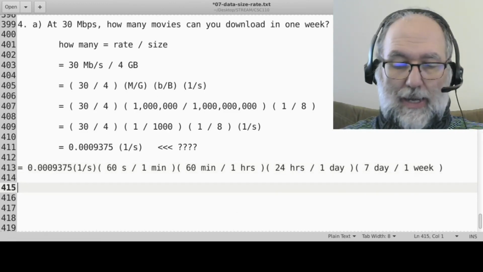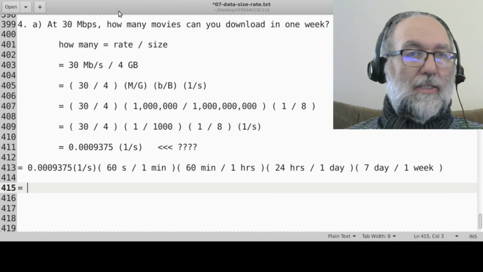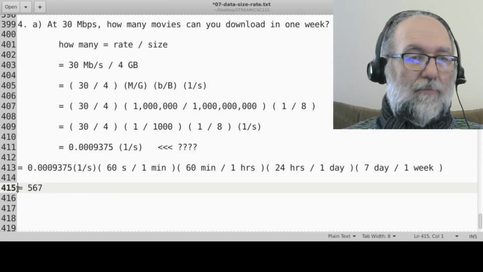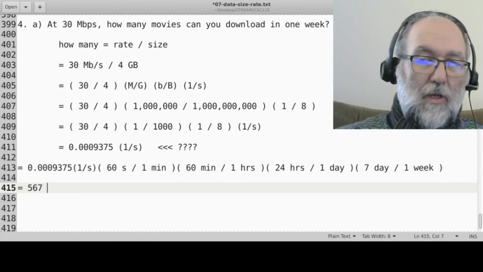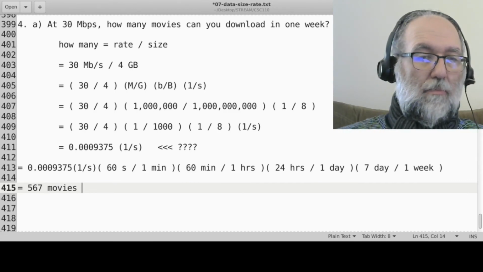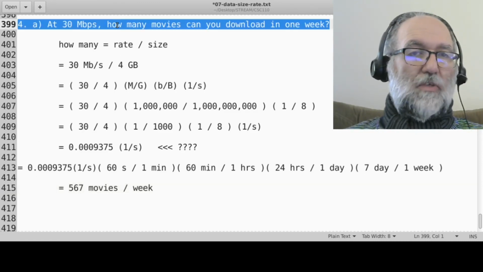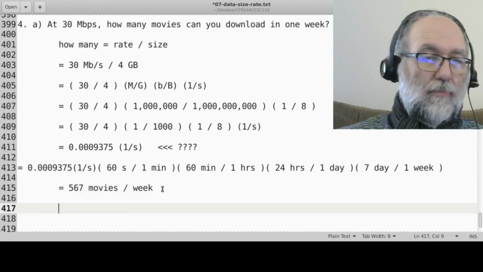Now let's see what that's equal to. I have to do this on my calculator. It's times 60 to get it to minutes, times 60 to get it to hours, times 24 to get it to days, and times 7 to get it to a week. And it turns out to be 567 movies per week. So in answer to the question, how many movies can you download in 1 week?